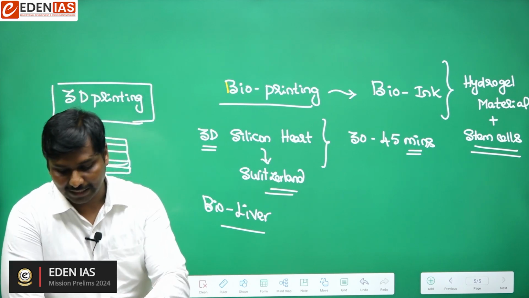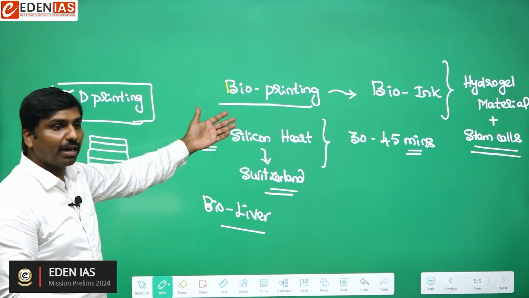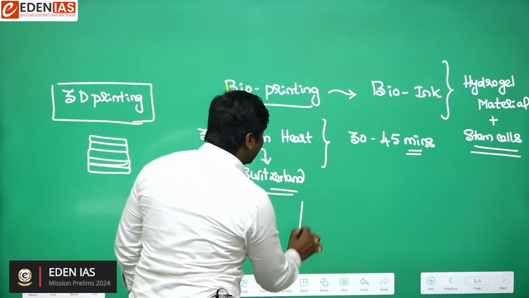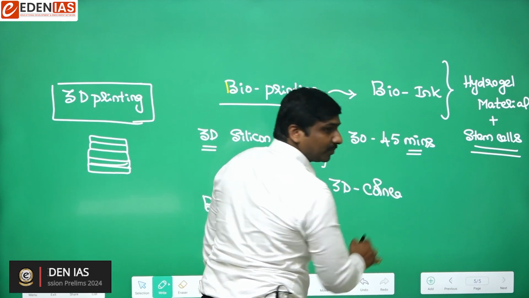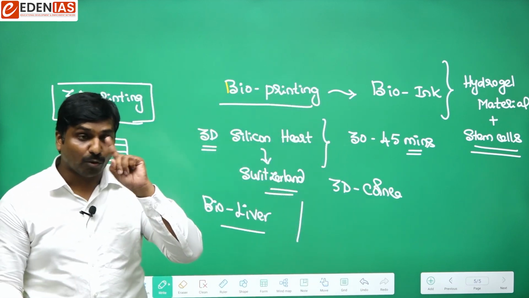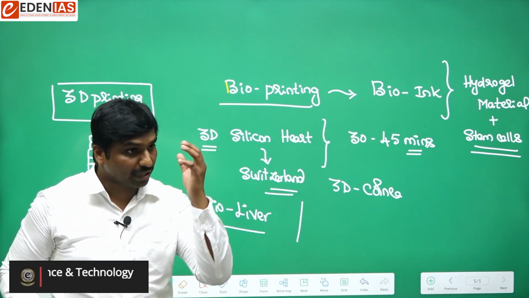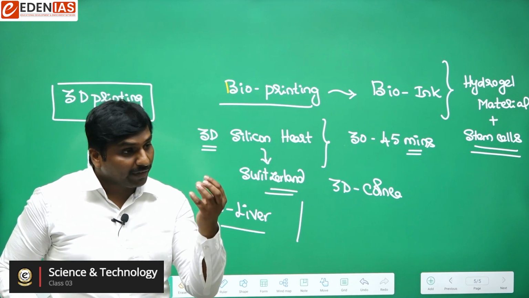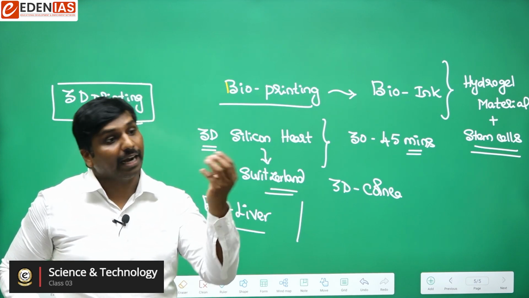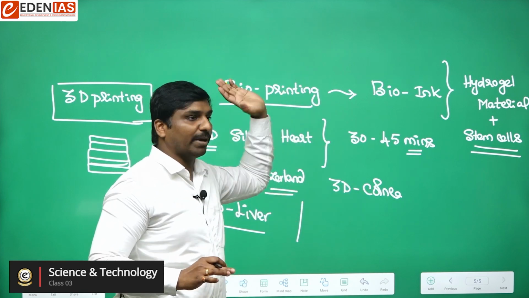Like, for example, if you want to produce a 3D cornea, like this 3D heart, or a 3D liver or 3D cornea. Cornea means the outer portion of the eye. There may be some people whose cornea might have been damaged. For them, we can produce a 3D cornea and replace it. We can produce that 3D cornea by using the bioprinting method.